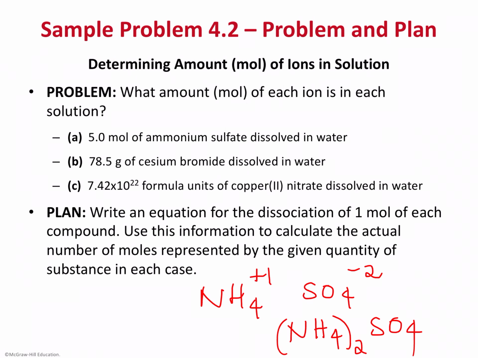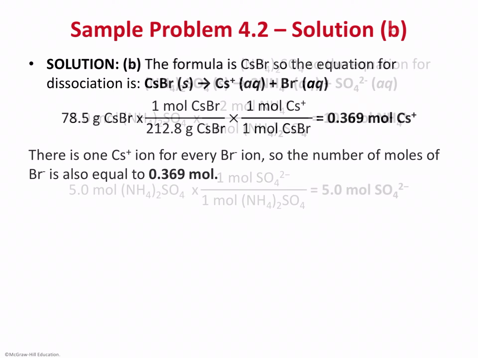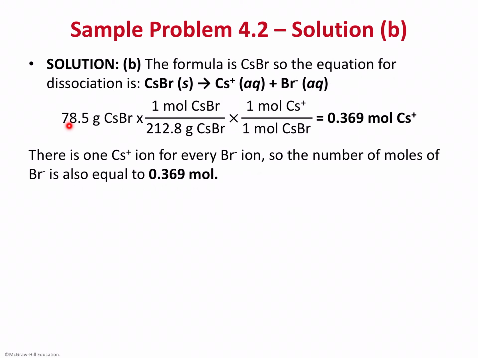Next one. You started with 78.5 grams of cesium bromide dissolved in water. Now this is in grams. What do you need to do now? You need to convert grams to moles using the molar mass of cesium bromide. So you start with 78.5 grams of cesium bromide, and 1 mole of cesium bromide is 212.8 grams.